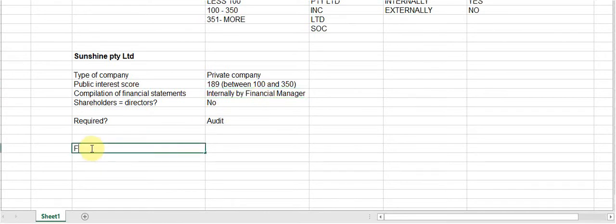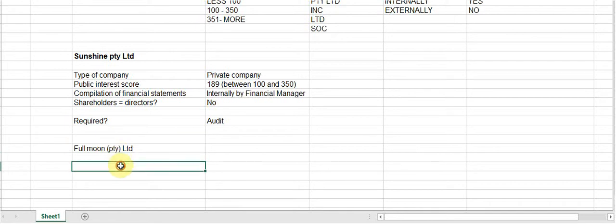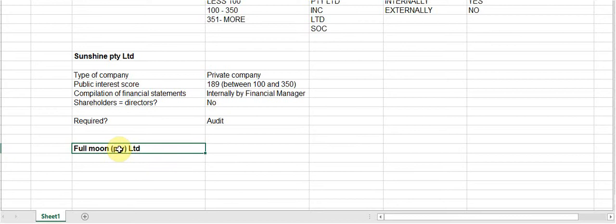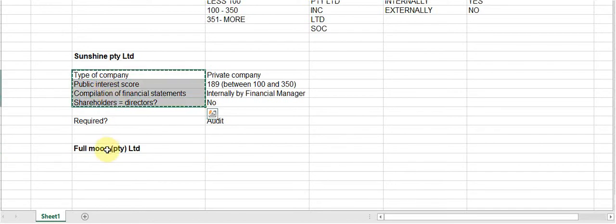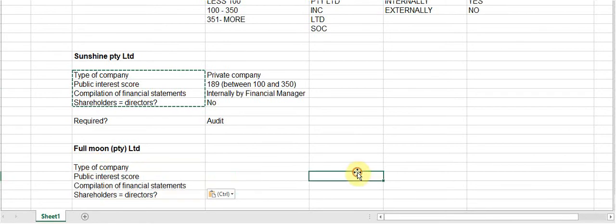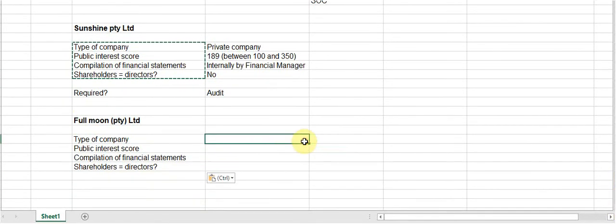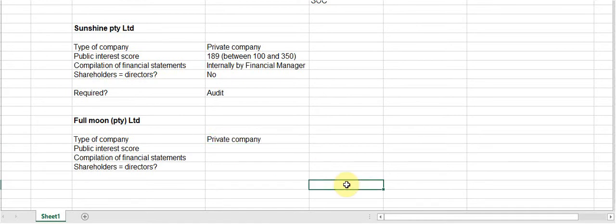Right, let's look at the next one. The next one is called Full Moon PTY Ltd. And again, I always like to use the same criteria, so I'm just going to copy my criteria again and apply it to this scenario. So the type of company, it is a private company. Again, if it's a public company, you already know it needs to be audited. You don't even have to look at the public interest score, etc. You can just stop if it's a state-owned company or a public company. That's the only check that is done.